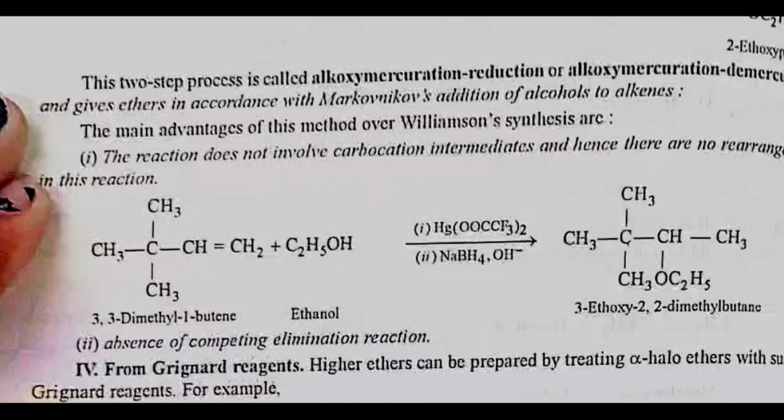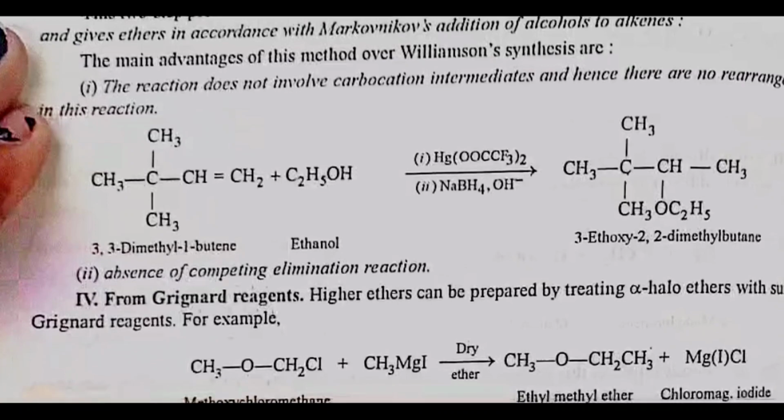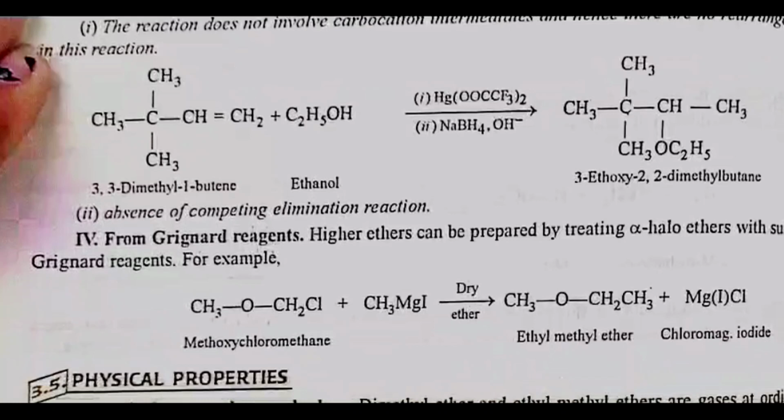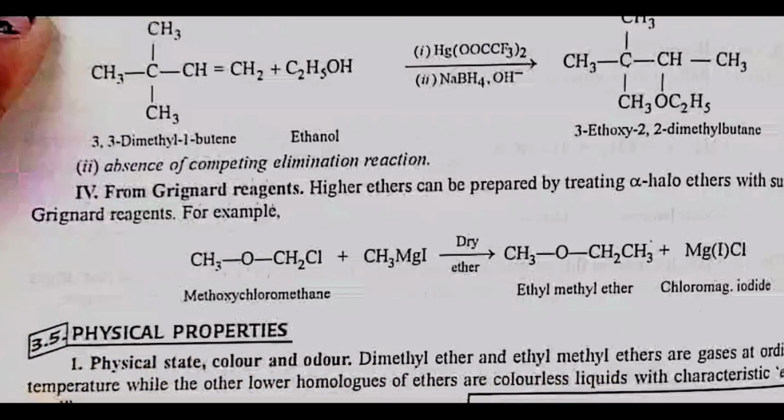The main advantages of this method over Williamson synthesis are: first, the reaction does not involve carbocation intermediates and hence there is no rearrangement in this reaction. For example, 3,3-dimethyl-1-butene plus ethanol in presence of first Hg(OOCCF3)2, second NaBH4/OH- gives 3-ethoxy-2,2-dimethylbutane. Second, there is an absence of competing elimination reaction.